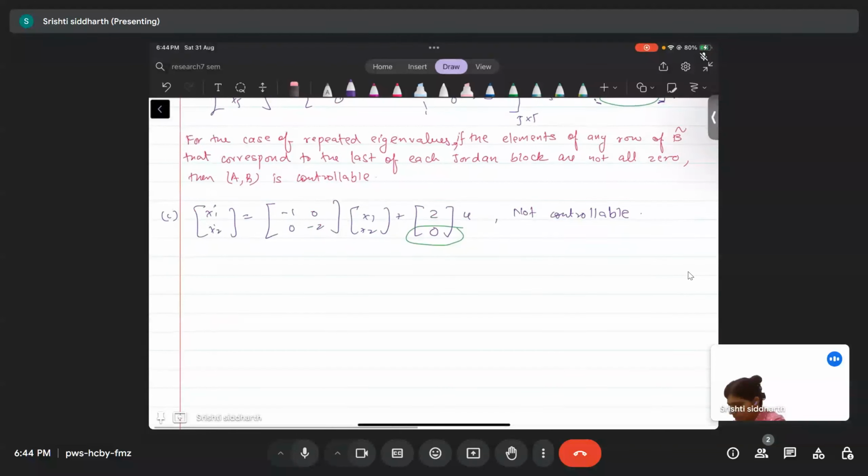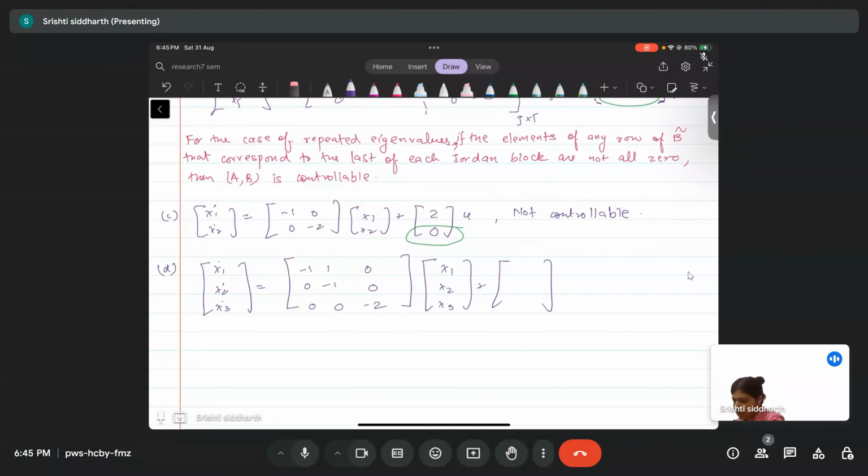Now you have again a fifth order system, or let's say a third order system. X1 dot, x2 dot, x3 dot. So there are two repeated eigenvalues at -1. So this is the Jordan block, then 0, 0, 0, and there is one eigenvalue at -2. So this is the Jordan normal form for the A matrix.